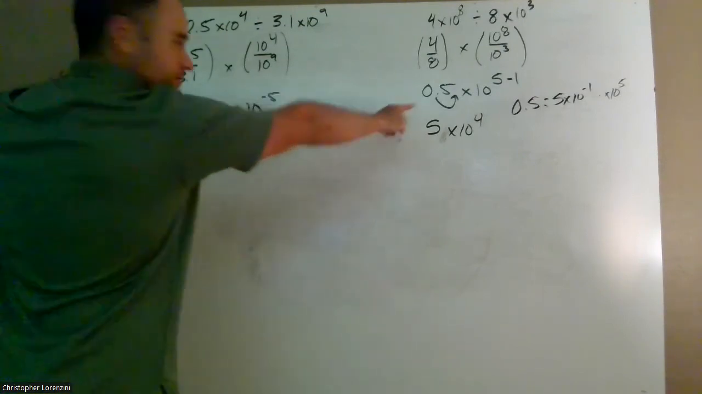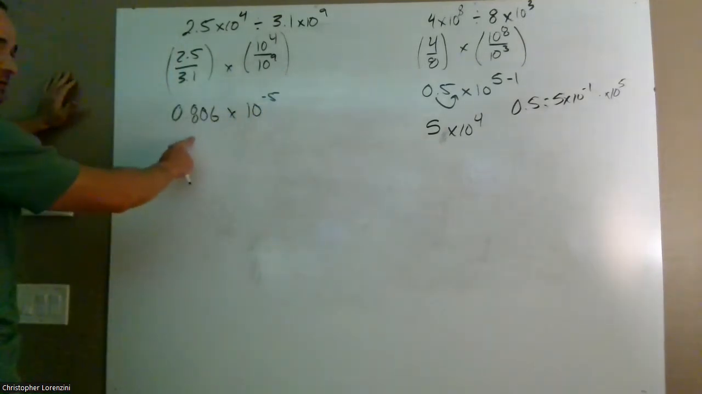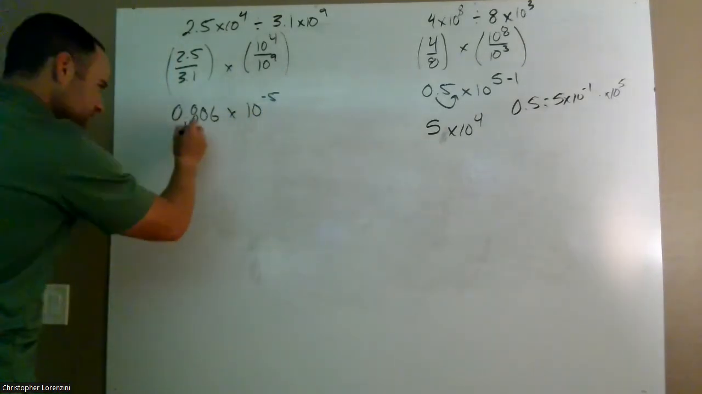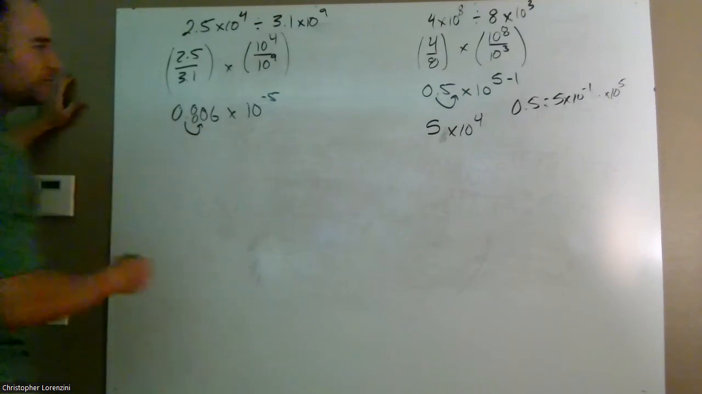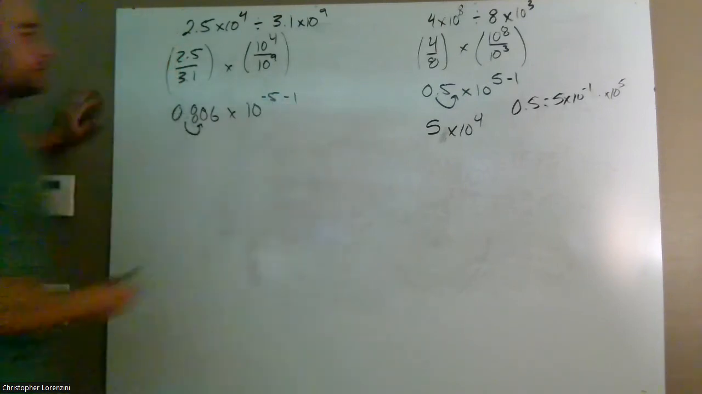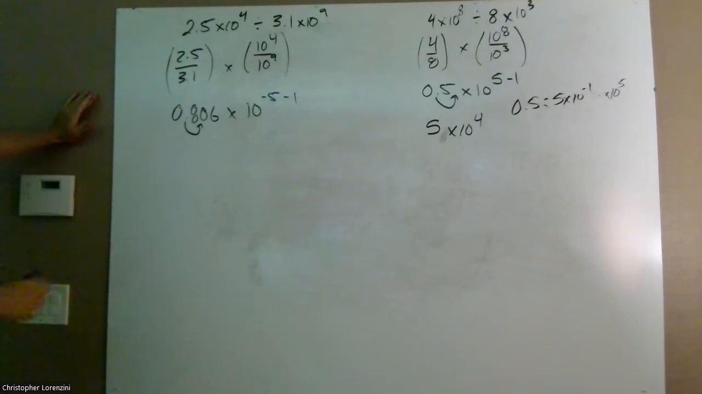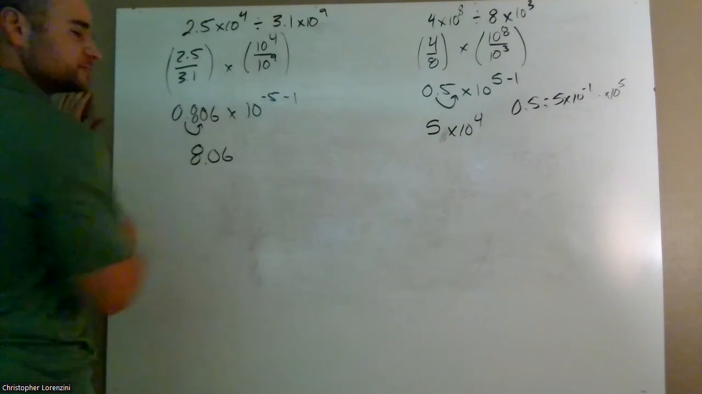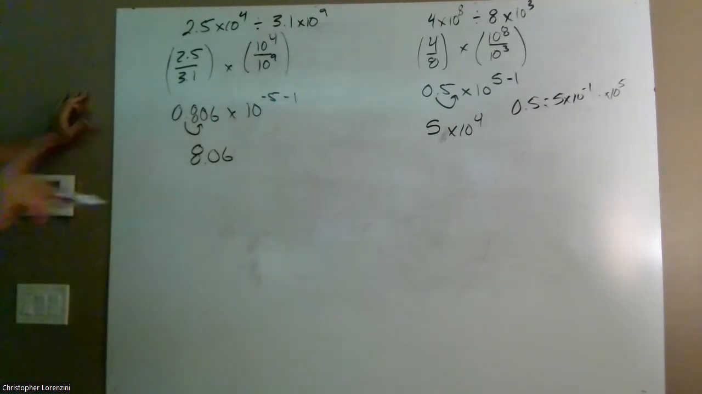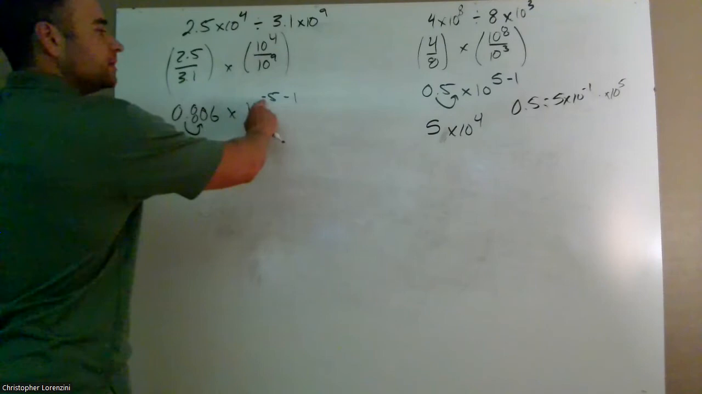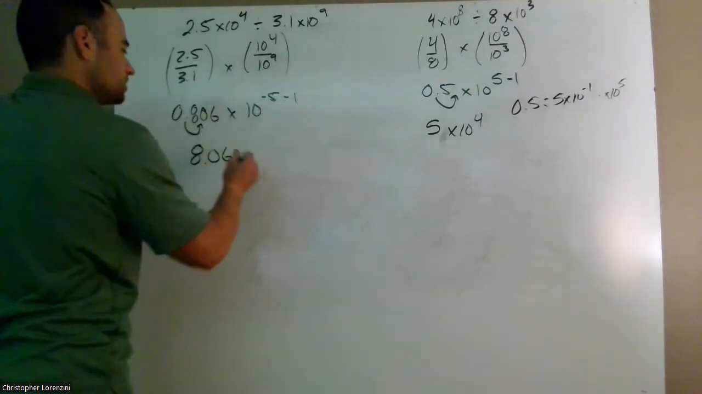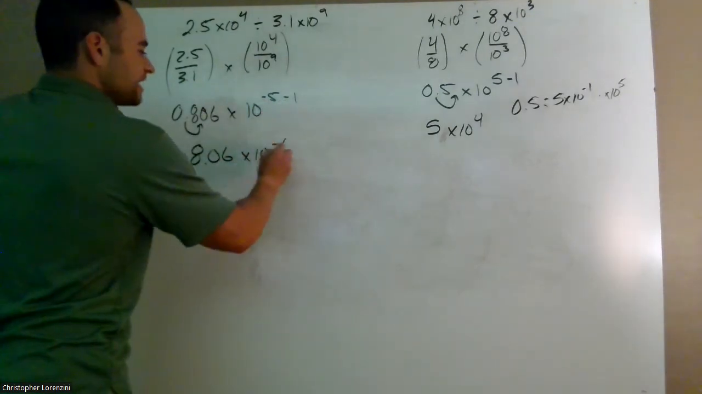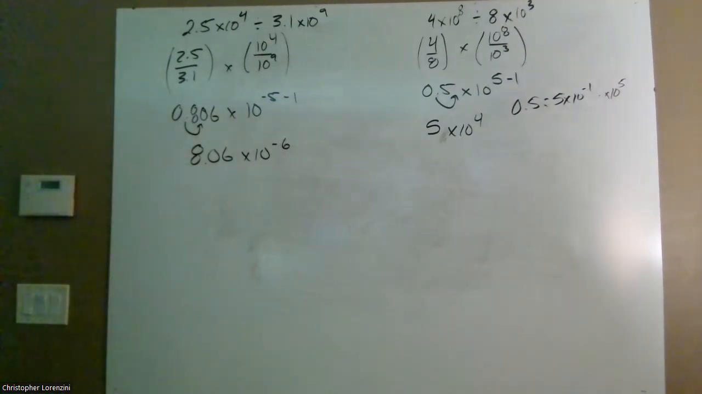Now, just like over here, this number is not between 1 and 10. So I need to move that decimal to the right one. And then I'm going to subtract that exponent from 1. So the number on the left becomes 8.06. And then we need to be just a touch careful. -5 minus 1 is -6. So it becomes 1 unit smaller. 8.06 times 10 to the -6.